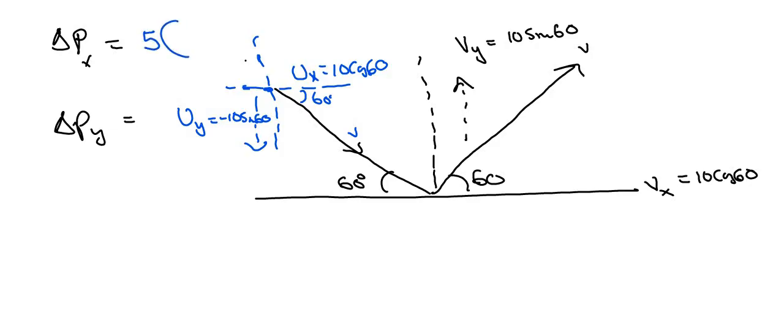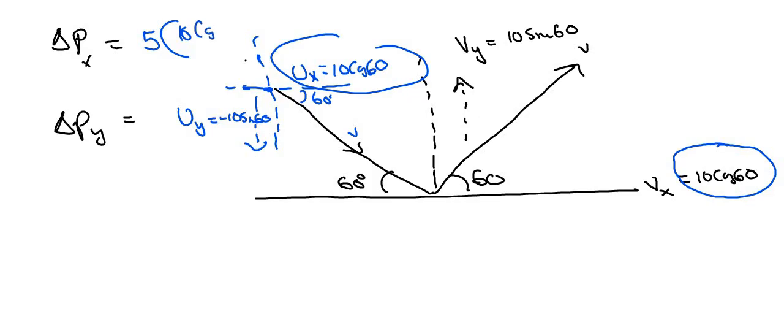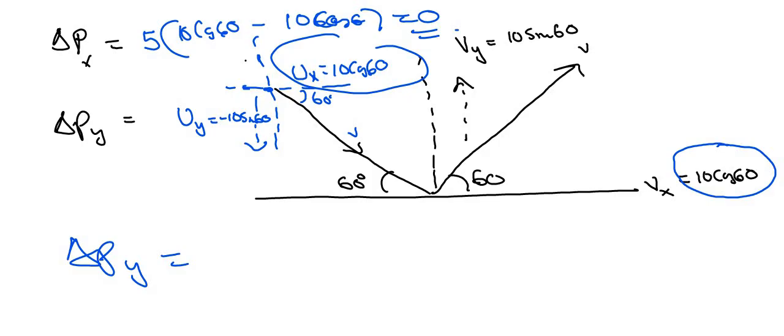Then the one in X, the final is that, the initial is just this. So we say 10 cos 60 minus again 10 cos 60. This gives us 0. So hope this is okay. You get 0. Then the change in Y, that's the only place where we can see significant change.